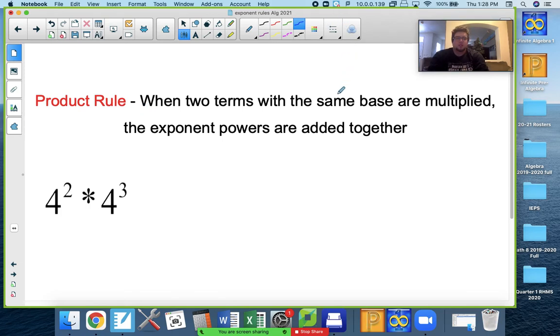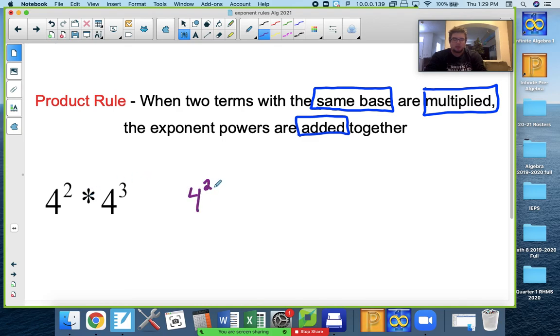When two terms with the same base are multiplied, the exponent powers happen to be added together. So the keywords here are same base, so they have to be the same big number. The bases have to be multiplied together. Once those two criteria have been met, we take the exponent powers and they're added together. So 4 squared times 4 to the 3rd, they're both 4s. They're being multiplied. So we end up taking the 2. We can add the 3 for our answer of 4 to the 5th power.